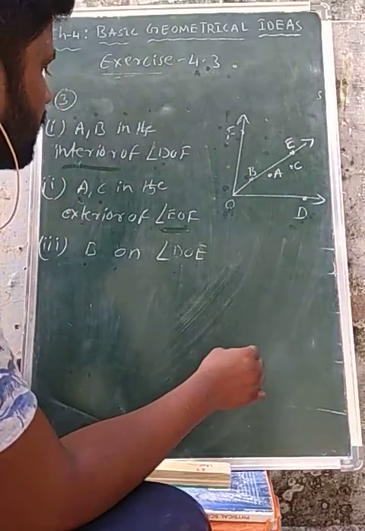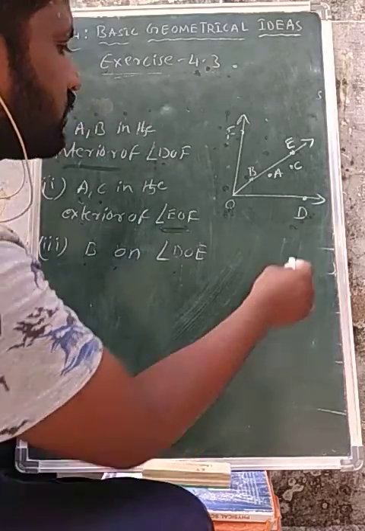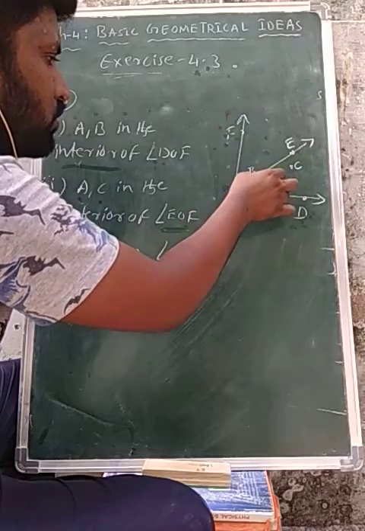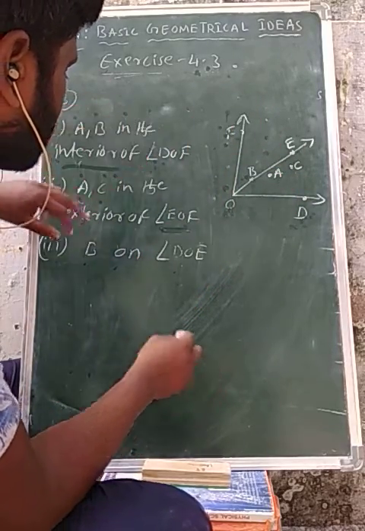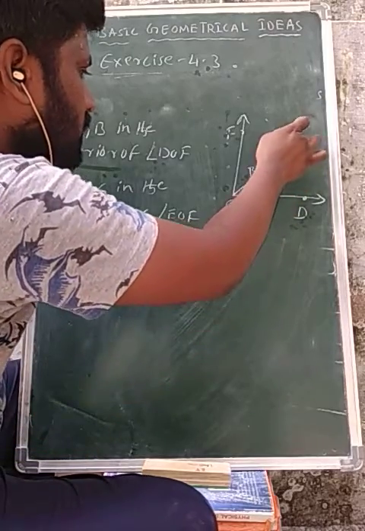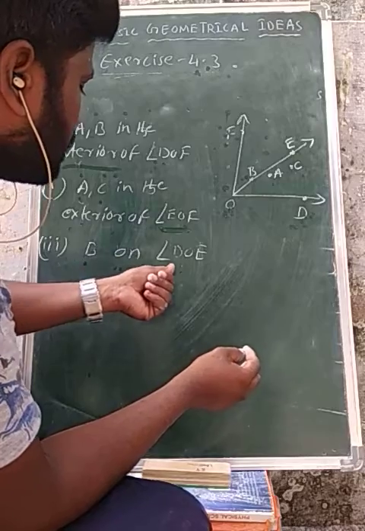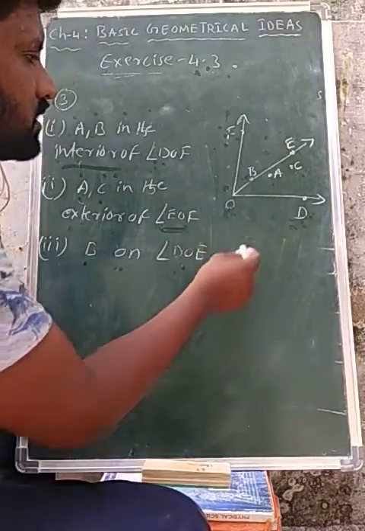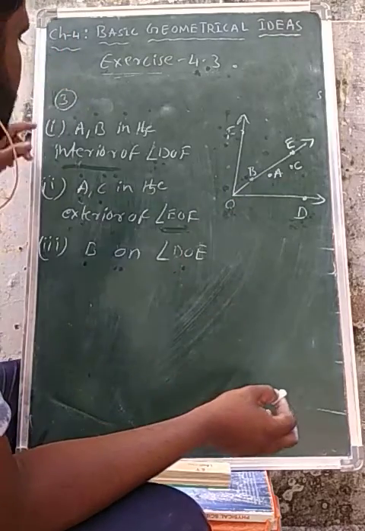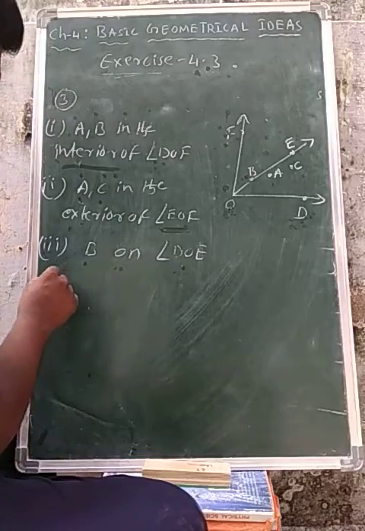So clearly now observe, A and B are in the interior of DOF. The 2 points are interior only, and A and C are in the exterior of EOF. Clearly B is on DOE. So this is the required answer for satisfying all three conditions. So this is the third question answer.